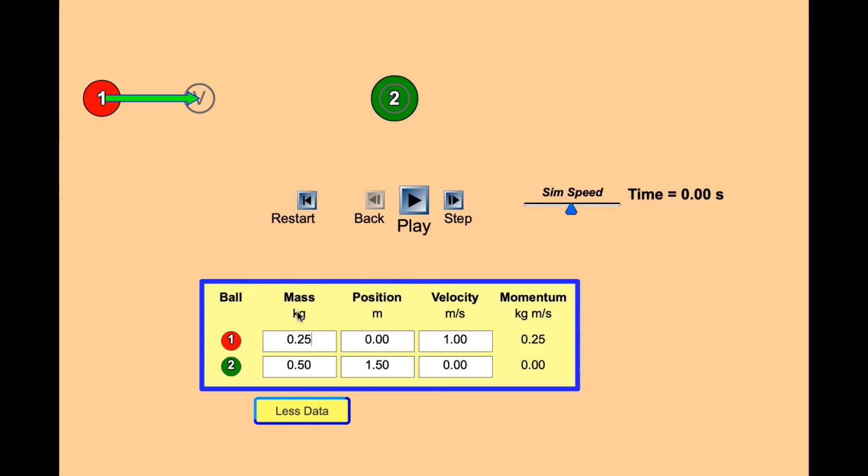Because I reduced the mass, the momentum has also reduced. The total momentum of the system: Object 2 has no momentum, Object 1 has 0.25 kilograms multiplied by its 1 meter per second velocity, which is 0.25 Newton seconds of momentum. We'll run the simulation and see what happens.